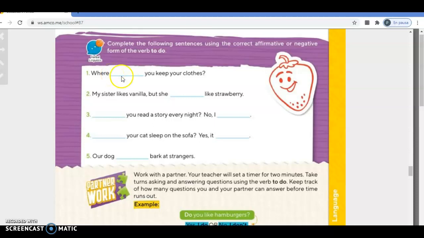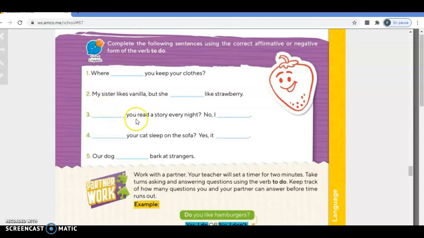Where, ¿ok? Do or don't. Okay, you choose here. Okay. My sister likes vanilla, but she does not or don't. Remember that you have to choose the correct one. Number 3. Do you read a story every night or does you read a story every night?